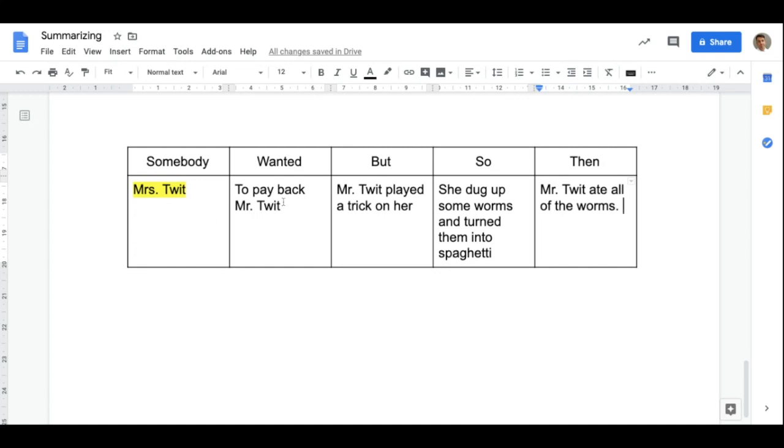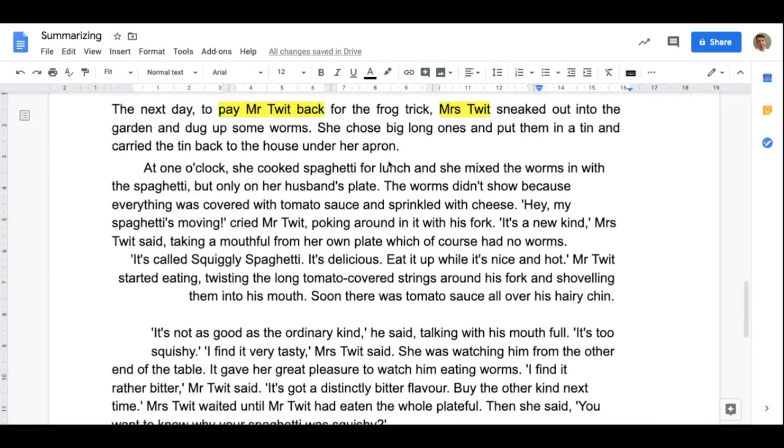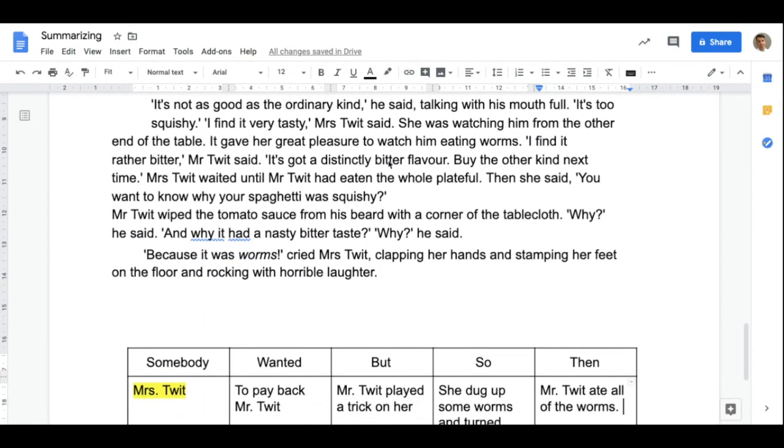Mrs. Twit wanted to pay back Mr. Twit, but Mr. Twit played a trick on her. So she dug up some worms and turned them into spaghetti. Then Mr. Twit ate all of the worms. Simple as that, my friends. Okay, so these keywords right here are really helpful in helping us identify the important parts of a passage or a book. So I want you to try it.